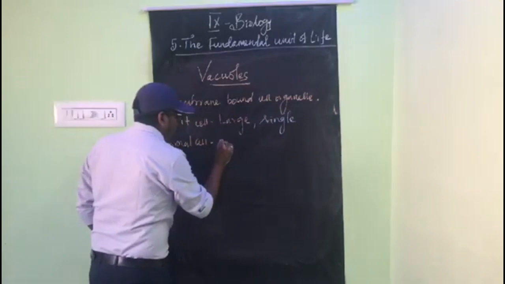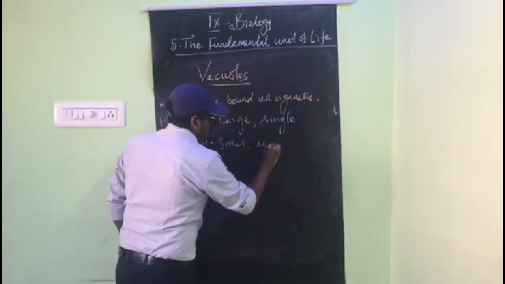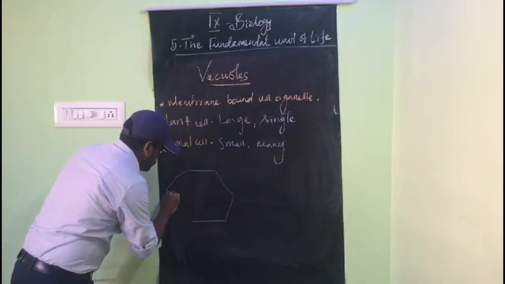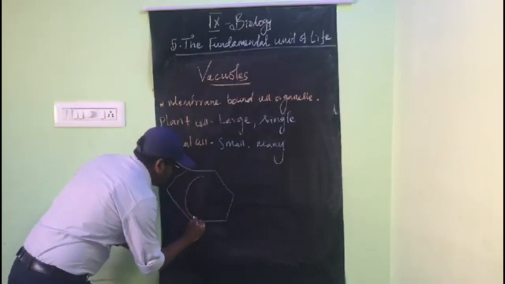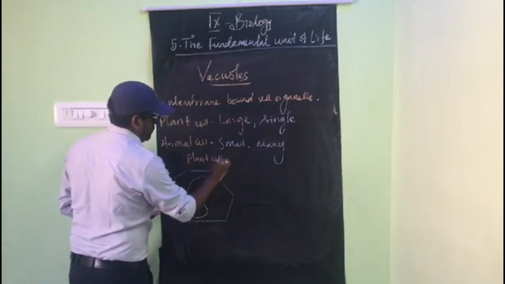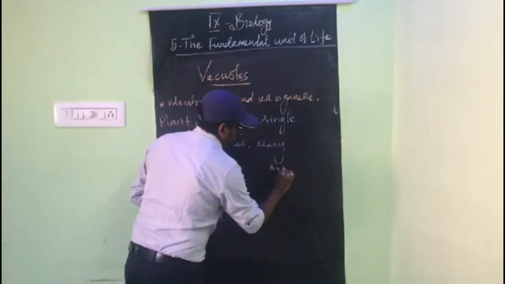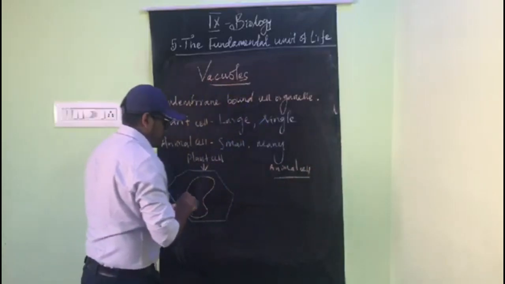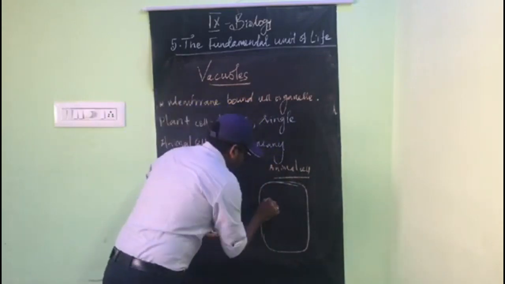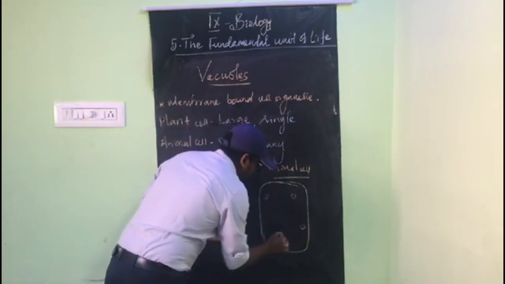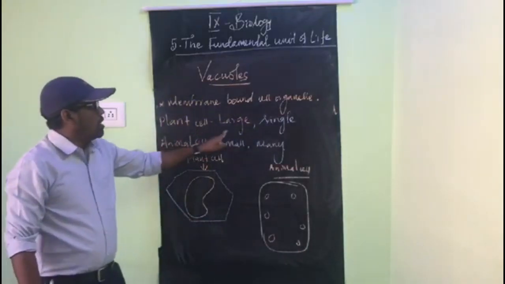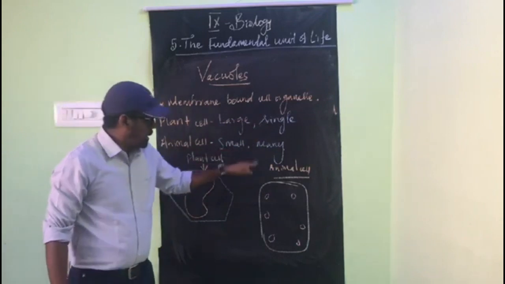But in the animal cell, small in size, many vacuoles are present. So this is a plant cell. There is a single and a huge vacuole. This is a plant cell. And animal cell. In the animal cell, many vacuoles are present, but small in size. So in plant cell, large and single. In animal cell, small and many.